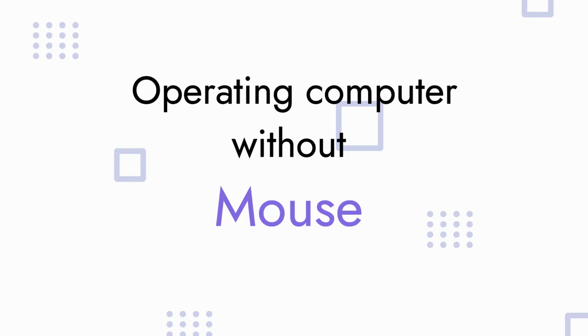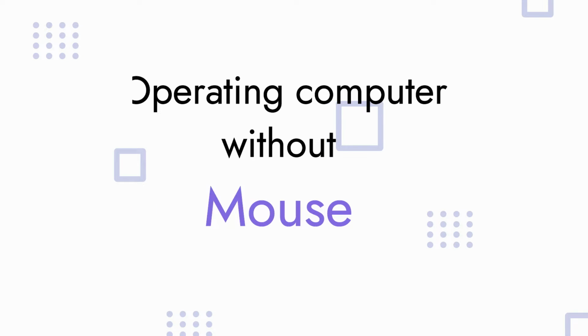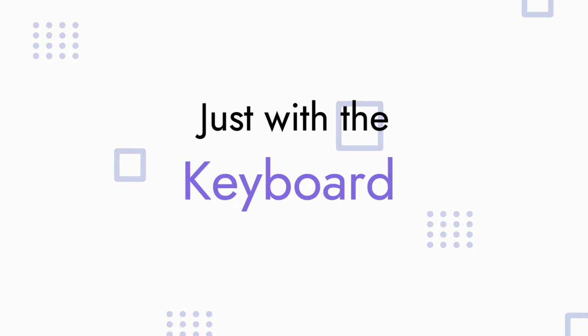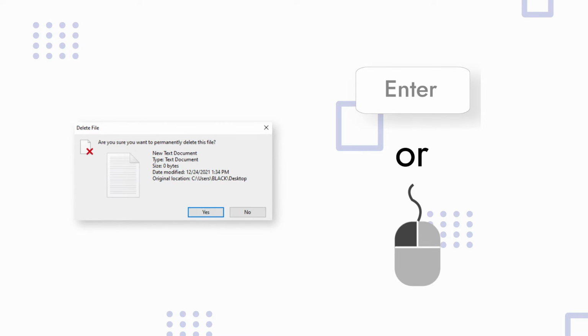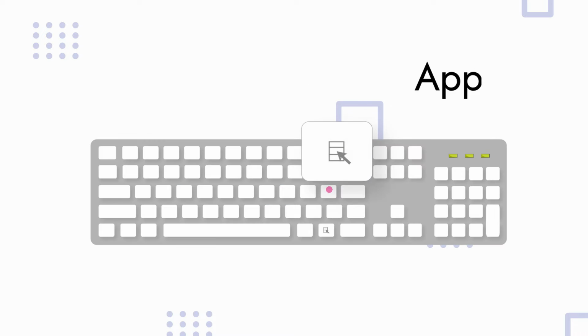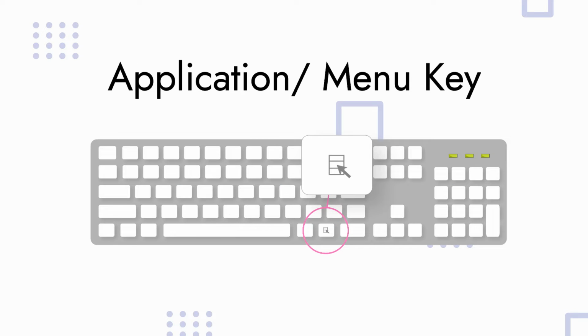Did you know that you can operate your computer without mouse, just with the help of your keyboard? As you can use enter sometimes instead of left click, did you ever think, what about the right click? Which key from keyboard represents that right click? It's application or menu key.